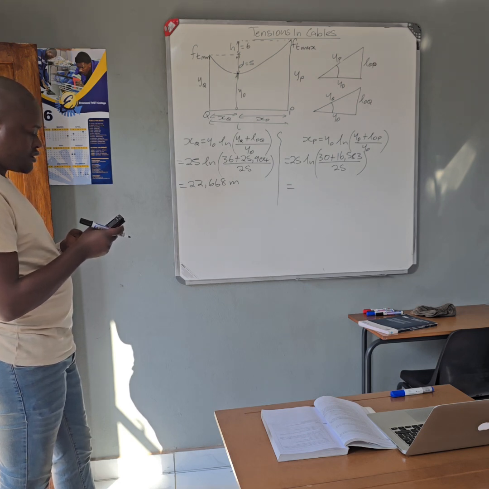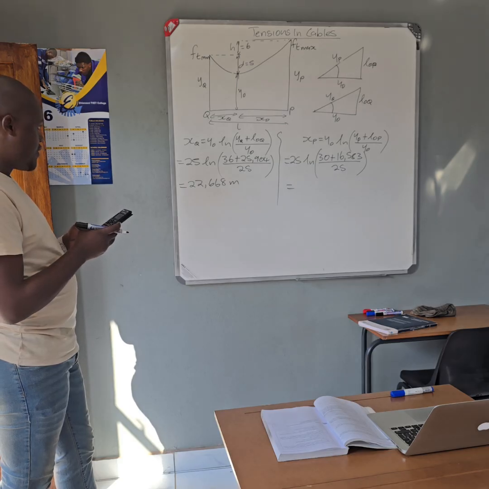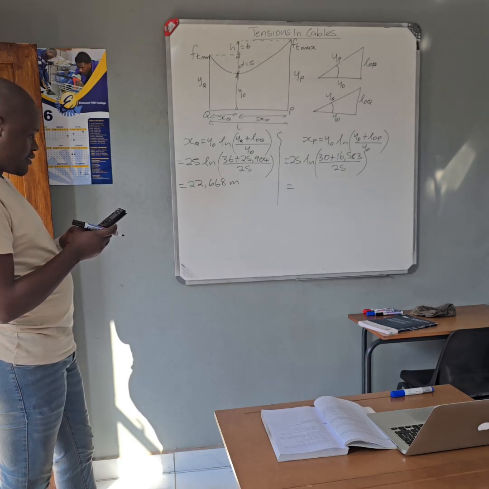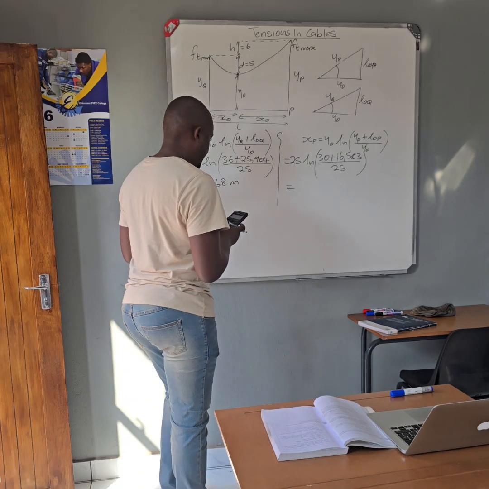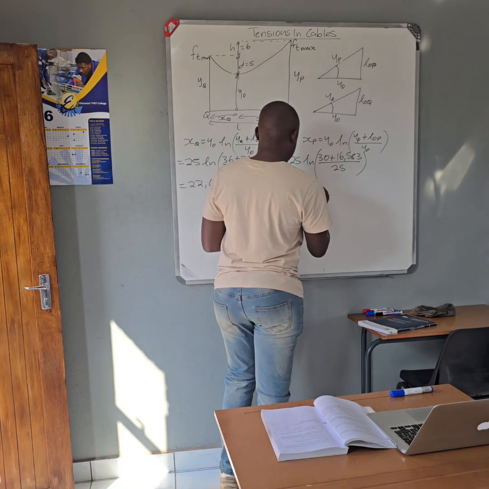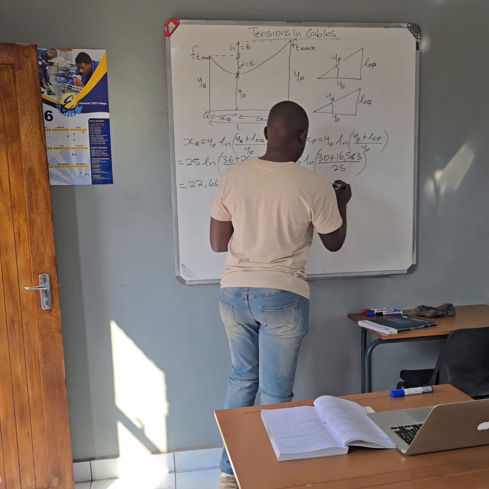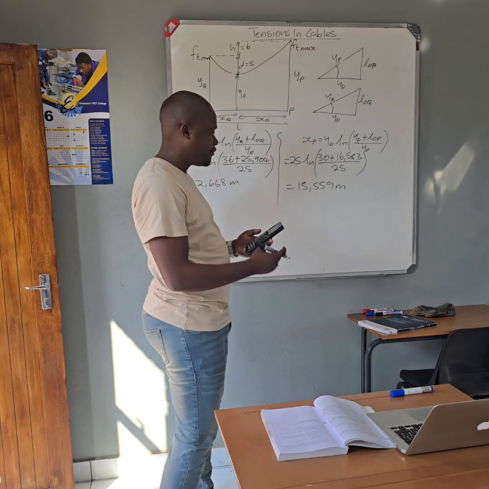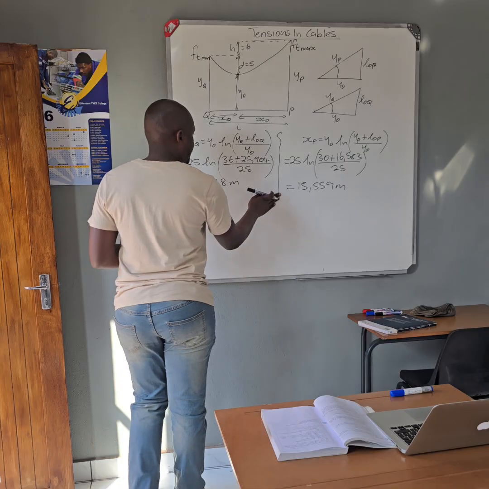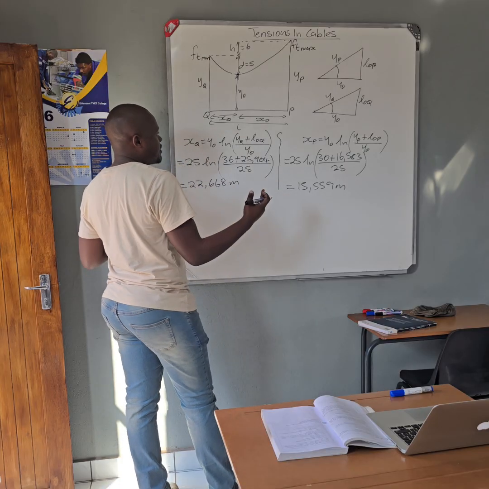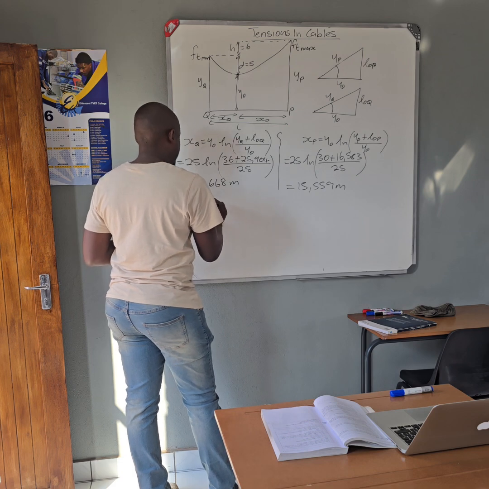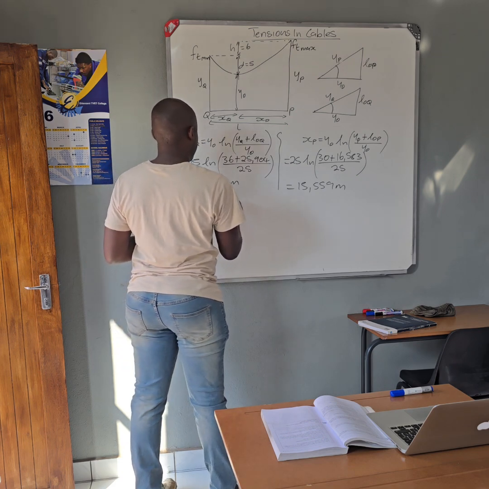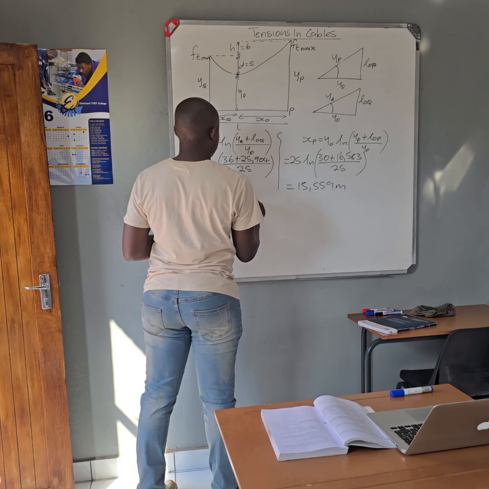So for the other one, 16,583, and this side you are going to get 15,559 meters. So we want what? The distance in between, L. Like I said, L is equal to XQ plus XP. So L is equal to what? XQ plus XP.